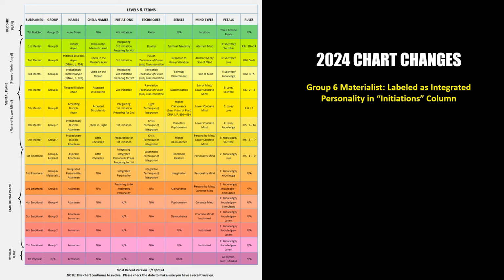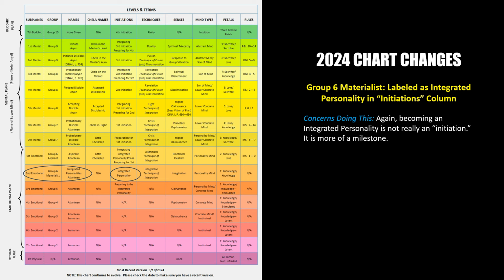So following along those same lines, here we have the group 6 materialists now labeled as going through the process of becoming an integrated personality, and I put it in the initiations column. And my concern about doing this is that becoming an integrated personality is not really an initiation. It's more of a milestone. The first initiation happens as we're working our way into the mental plane and then moving up from the lower plane towards the plane of the solar angel or the higher plane.